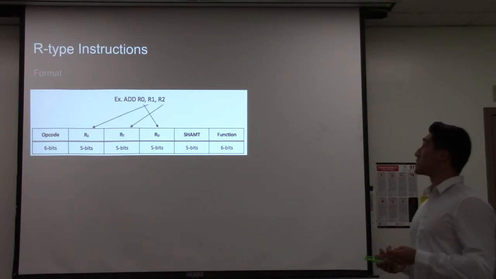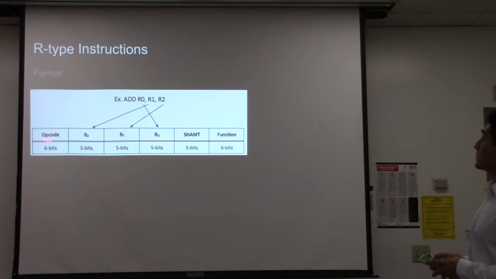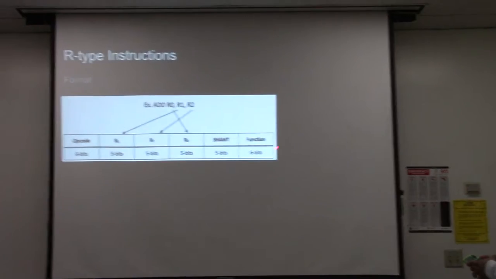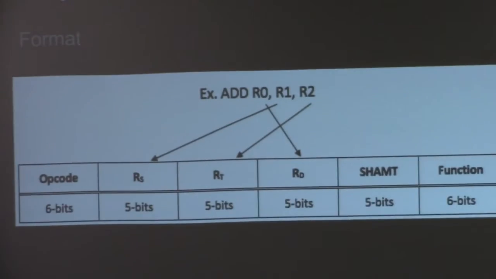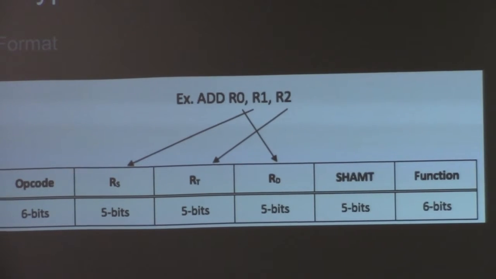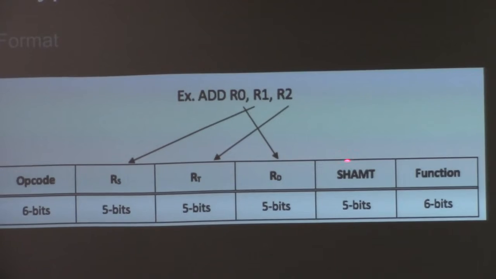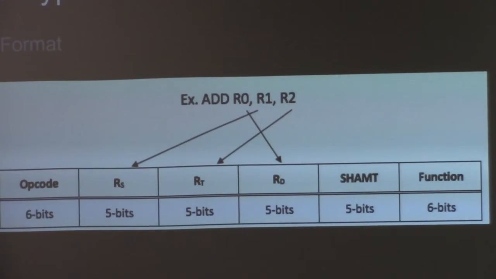For our R-type instructions, we have an example format over here. There's our 32-bit word length. The opcodes for an R-type are always going to be 0x00. The function is actually going to denote what variant of the R-type instruction it is. IR5:0. Shift amount is used if we have shifts arithmetic or shifts logical.